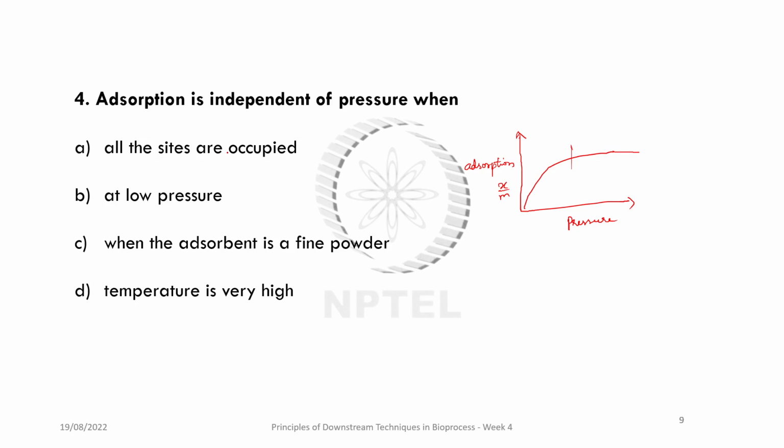So what can the reasons be? All the sites are occupied, or at low pressure. I mean, obviously this is wrong, because at low pressure adsorption is affected by pressure, right? You cannot say that adsorption is independent. So right there you are going to cross off option B. So when the adsorbent is a fine powder, does that matter? We look into it. Temperature is very high.